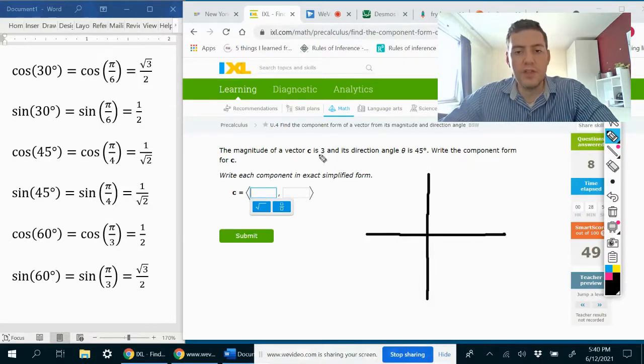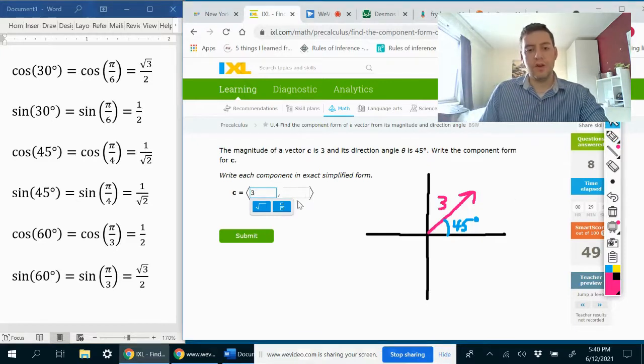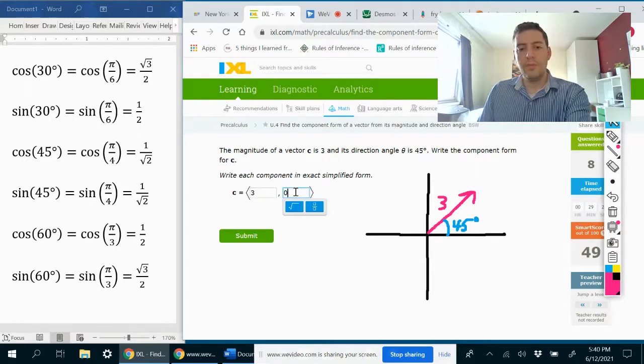Okay, so the magnitude of vector C is 3, and its direction angle theta is 45 degrees. So it's not completely horizontal. It's not completely vertical. 45 degrees would make it look like this. Okay, this is a 45 degree angle, and the magnitude is 3. So does this mean that I should write 3, 0? Or maybe I should write 0, 3? Or perhaps I should write 3, 3? Actually, all of that is incorrect.